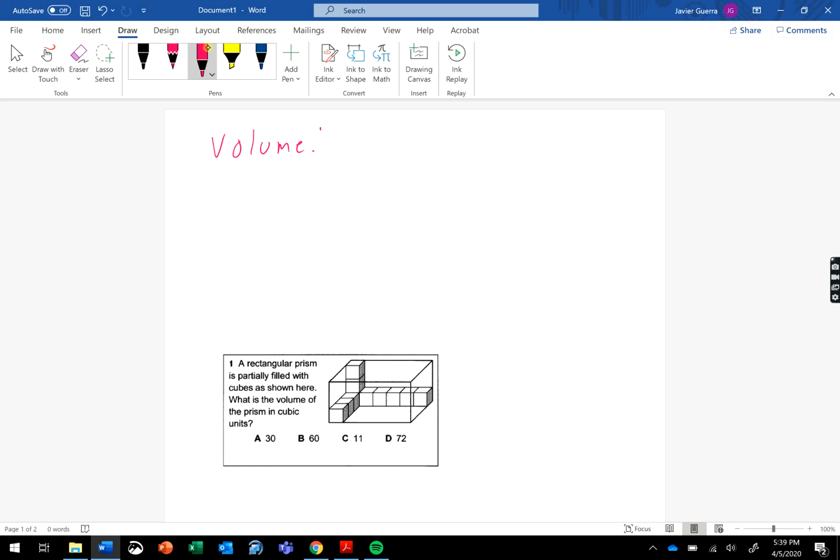Very simple. So volume is just anything that a 3D shape can hold. So the amount of 3D shape can hold inside of it.